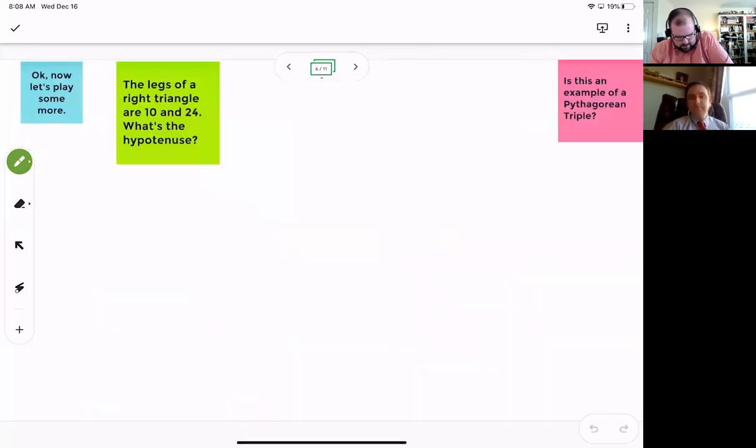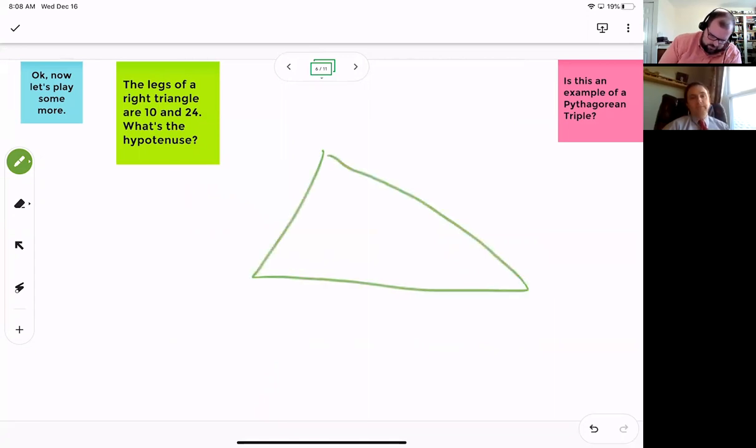All right, so we got legs where we've got 10 and 24. And what's the hypotenuse? So I can draw this, right? I believe in you. That's lovely. You just blew up their brains by drawing it that way. I did. That's why I drew it that way. It's fun. So 10 and 24. And we got to find the hypotenuse.